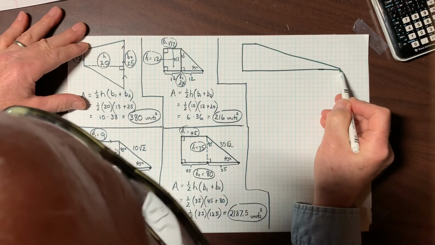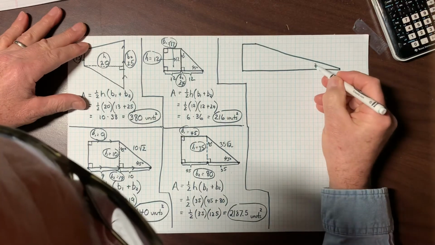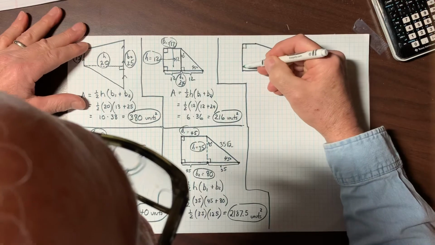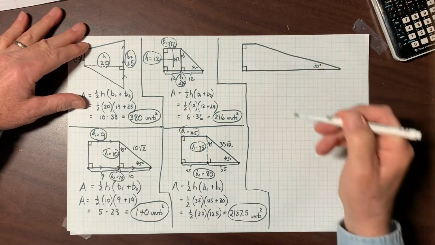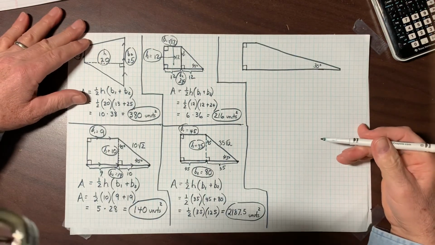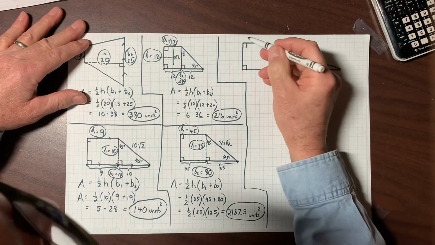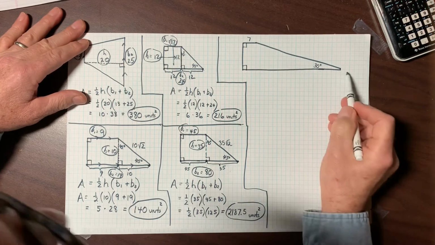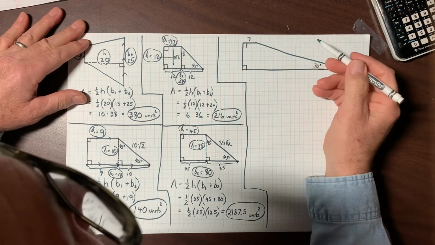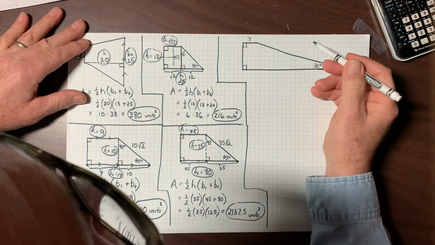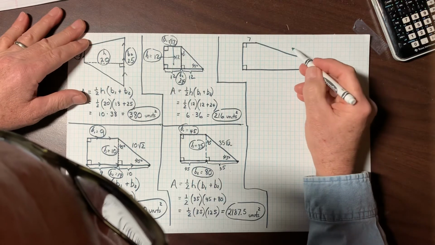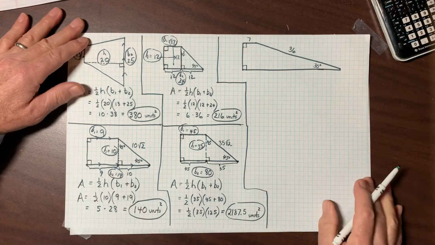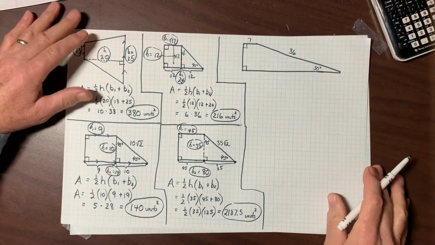Here's what I'm going to do. I'm going to put 30 degrees in the corner here. I'm going to tell you that this is 90 and this is 90. So this is the height over here. I'm going to tell you that the top base is 7. And I'm going to tell you that this slanted side over here is, let's say, 36. That's the slanted side.